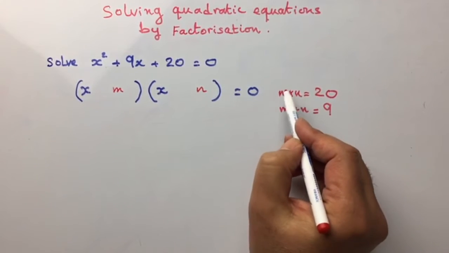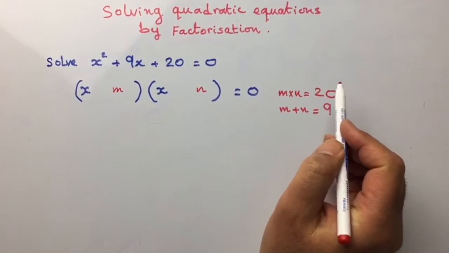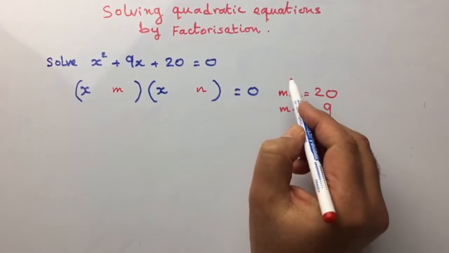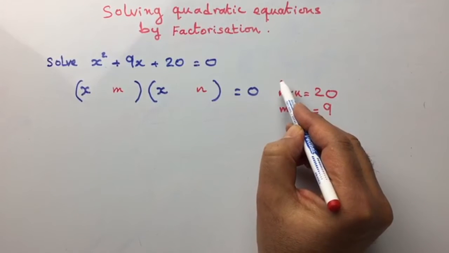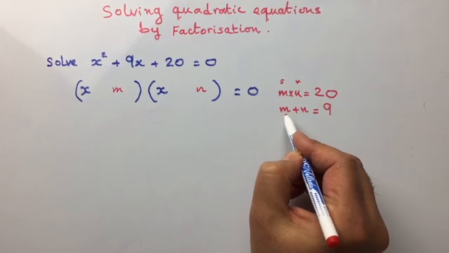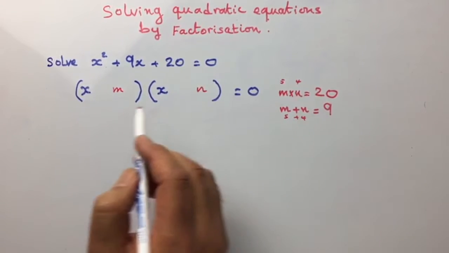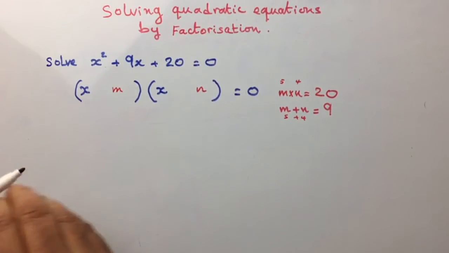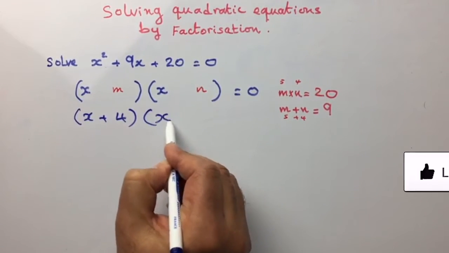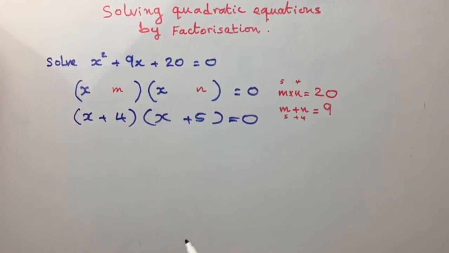So one of the options is 20 times 1 is 20, but 20 plus 1 is 21, so it's not going to work. We may try 10 times 2 is 20, but 10 plus 2 is 11. So, as you may notice, the only option is 5 times 4. 5 times 4 is 20, and 5 plus 4 is 9. So the brackets are x plus 4 and x plus 5 equal to 0.